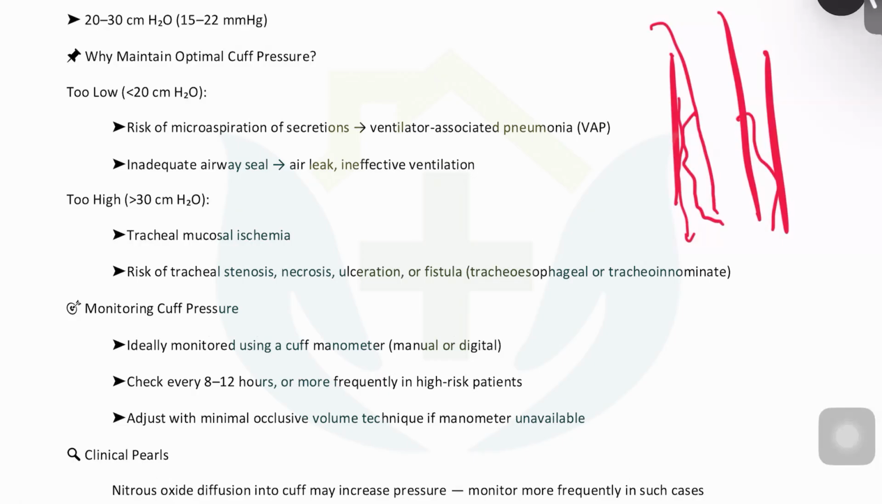Inadequate airway seal will also lead to leak of the air outside and loss of PEEP will happen and ineffective ventilation can happen. If it is too tight, it will tamponade the blood supply of the trachea, causing tracheal necrosis. So tracheal mucosal ischemia happens, risk of stenosis, necrosis, ulceration, fistula formation, maybe tracheocutaneous, tracheoesophageal, all of them can happen.